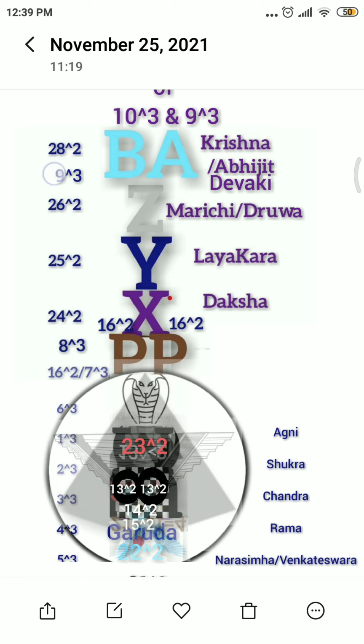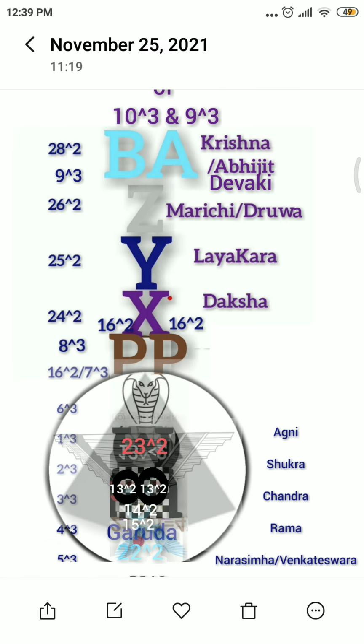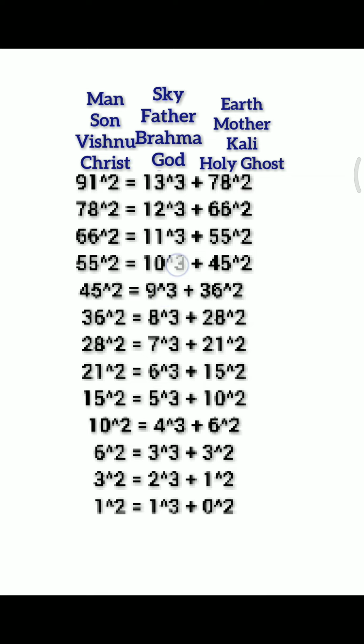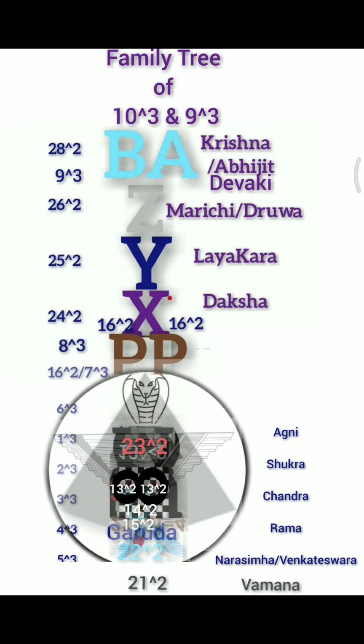So this 9 cube here plays the role of 27 squared. So 27 squared will be the mother of Lord Krishna, 28 squared, and the father is 10 cube, as I have shown you in this hierarchy, 10 cube and 9 cube. These two come together and form the 28 squared here. So it's a bit weird. Actually, some of the intermediate emanations are used elsewhere.